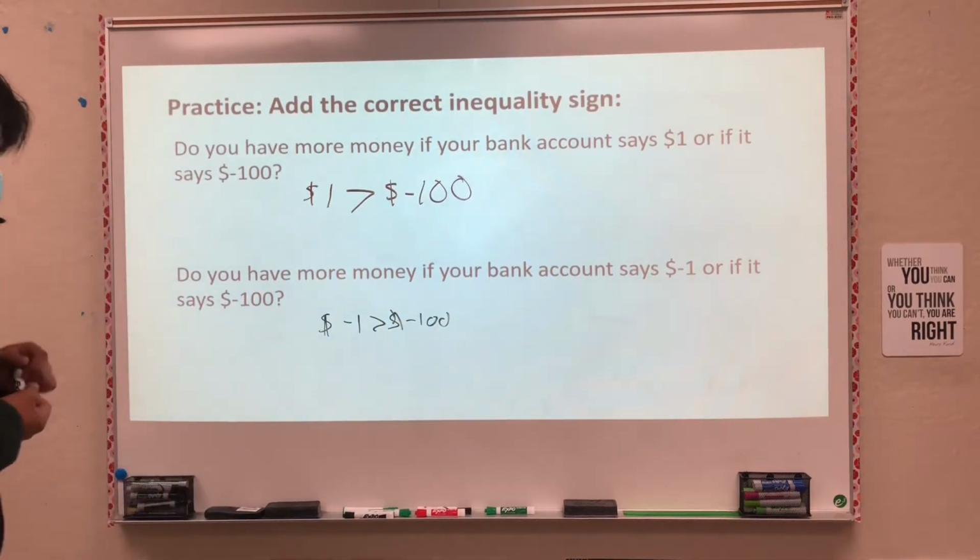Nice. Now tell us what you've got there. -1 is greater than -100. Why is that true? It's because -1 is closer to 0. Ooh, nice. Does anyone think about that second one a different way?